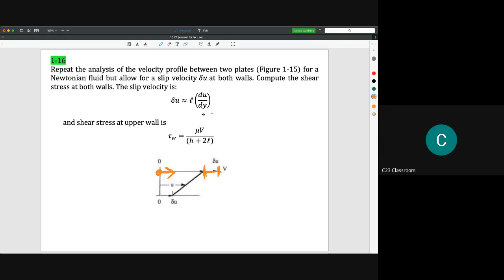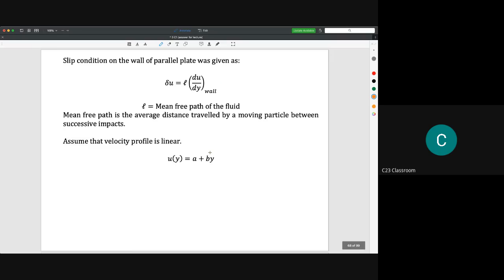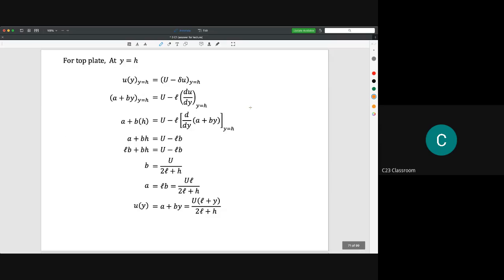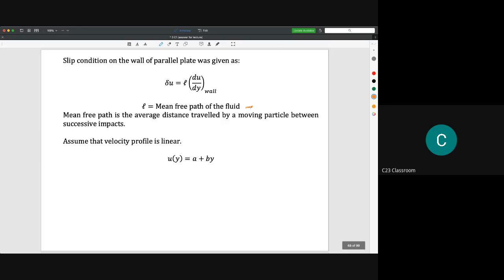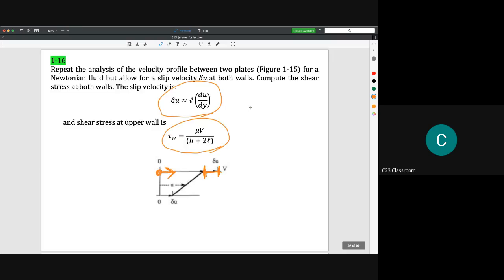The idea of delta U is that we have L and du over dy. The L is actually the distance of the slip condition. Then we need to show that the shear stress is mu v over h plus 2L. The L here is the mean free path of the fluid, and we will have the equation of L later on. So we want to show that the shear stress here can be shown in this form.